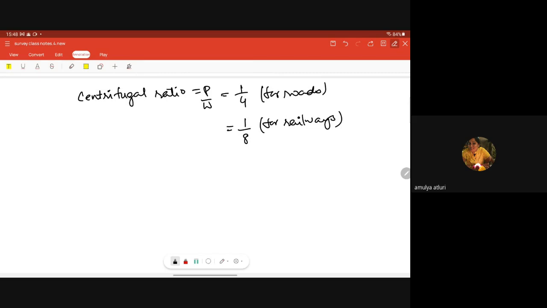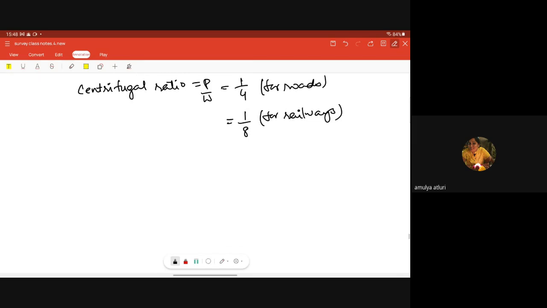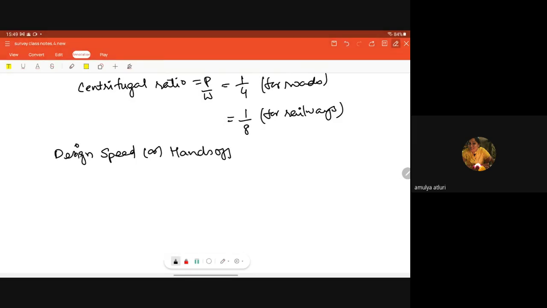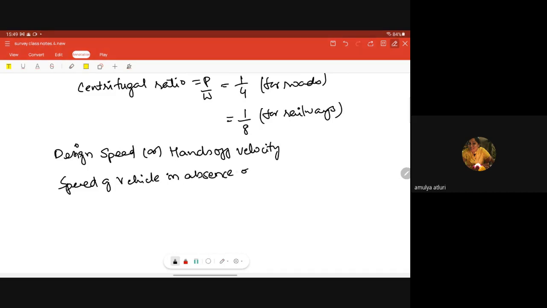Got it? Next, let's go through a few formulas. Design speed, or hands of velocity. The speed of vehicle in the absence of frictional force. That is nothing but the speed of vehicle in absence of frictional force.